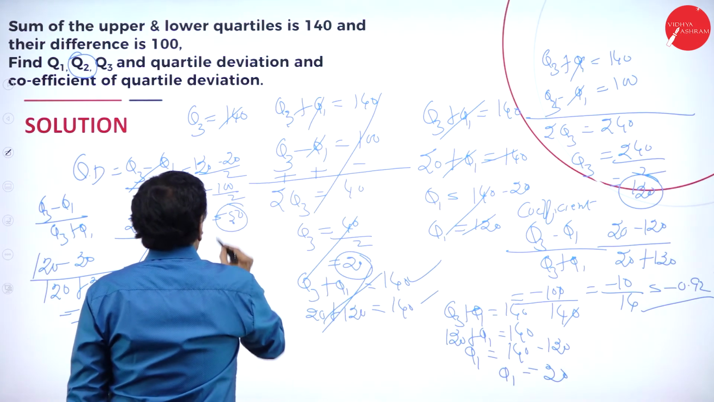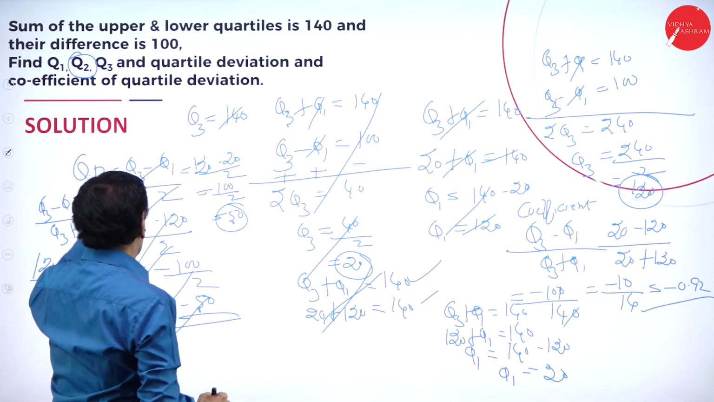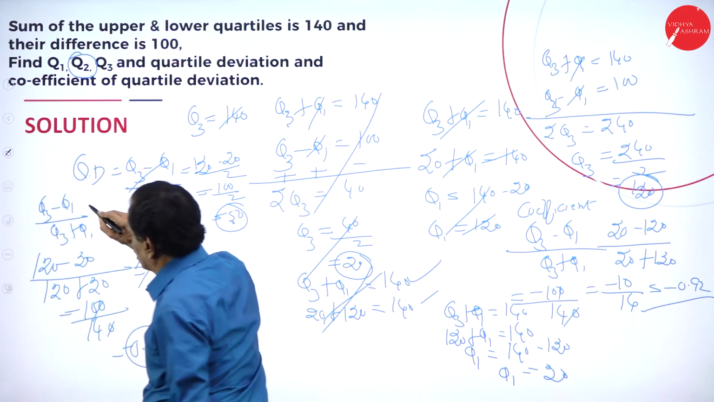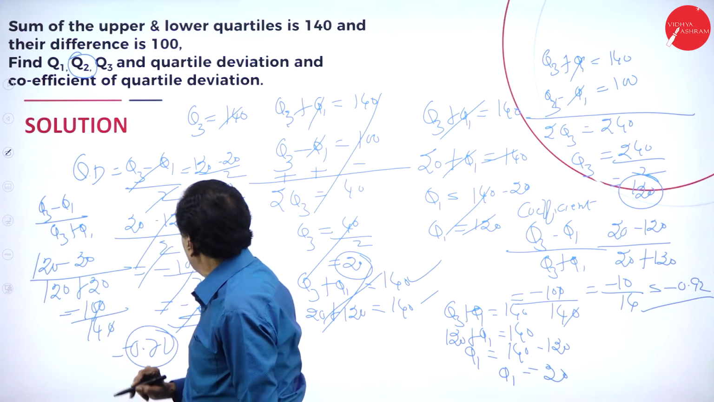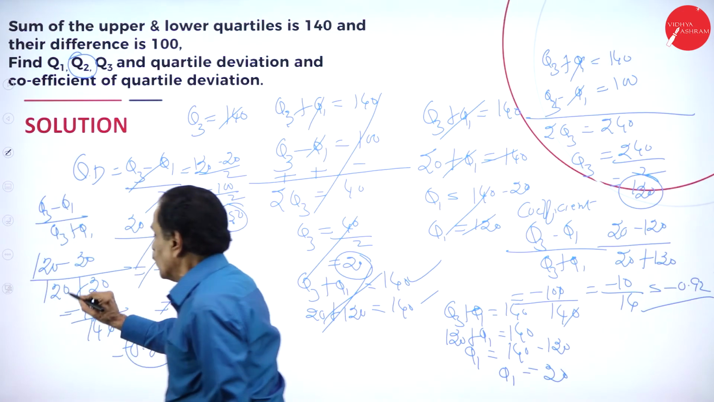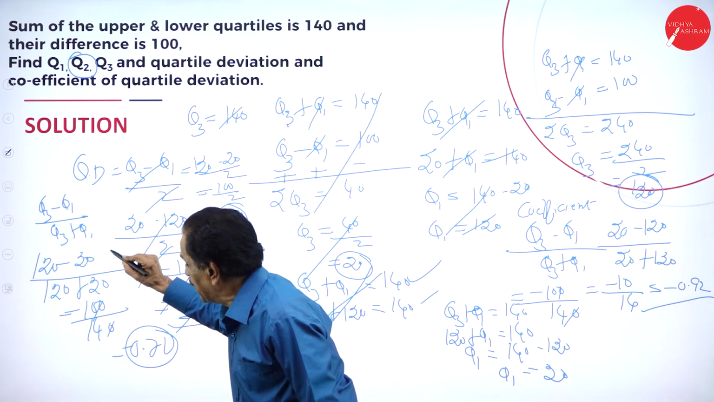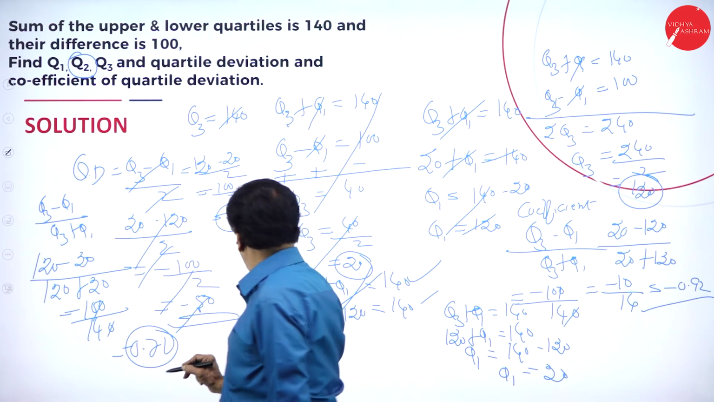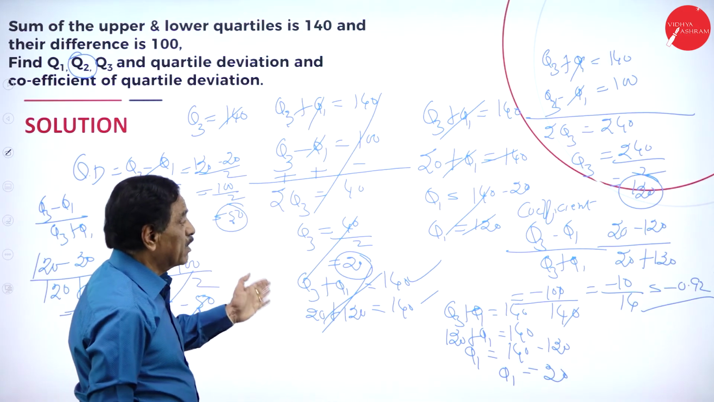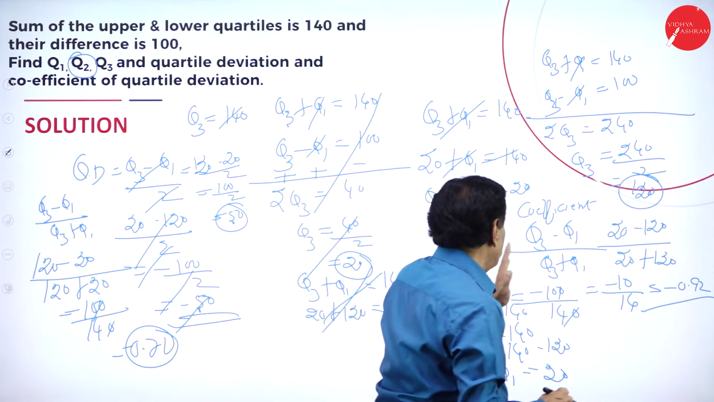Apply the formula. Q3 minus Q1 divided by 2. Now, for the coefficient, Q3 minus Q1 divided by Q3 plus Q1. What is Q3? 120 minus 20. 120 minus 20 is 100, divided by 140 is 0.73. Or the application: what's the quartile deviation? Q3 minus Q1.